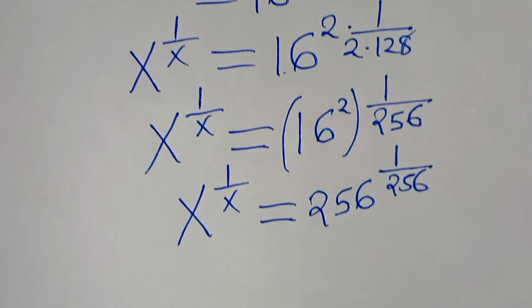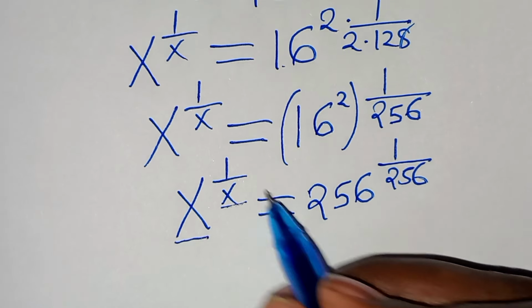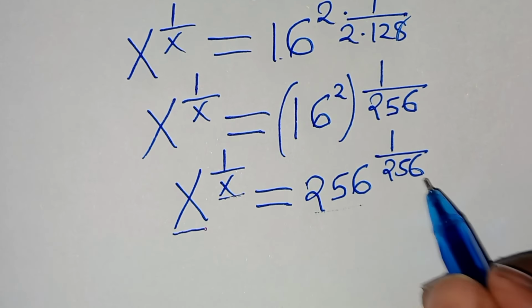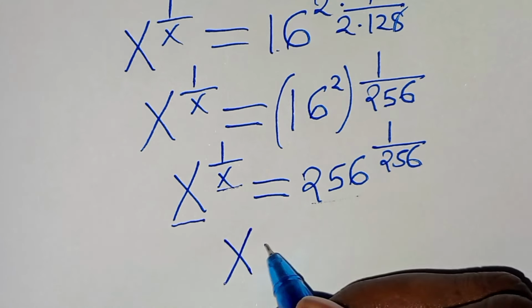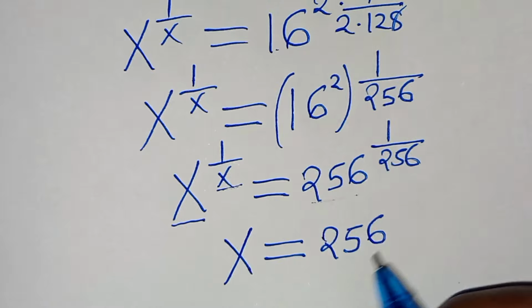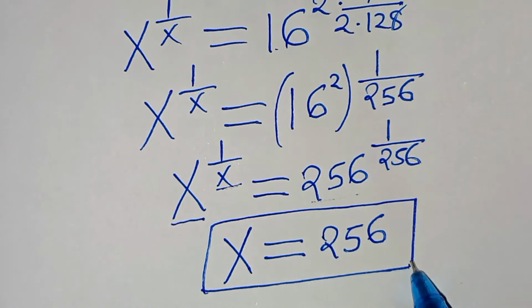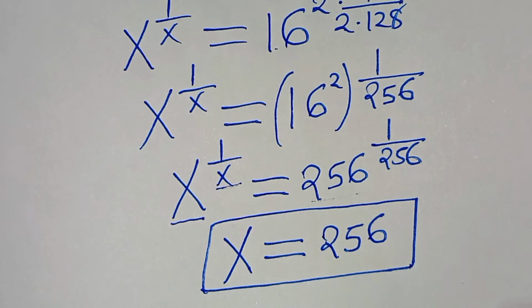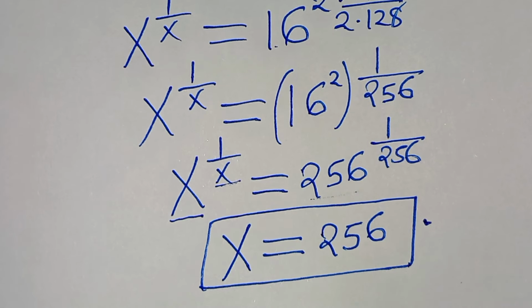So if you check, the base here and the exponent here are the same, we also have the base here and the exponent the same, and then we have found that the value of x is equal to 256. The value of x is equal to 256. The next step is to verify that this value of x satisfies the equation as follows.